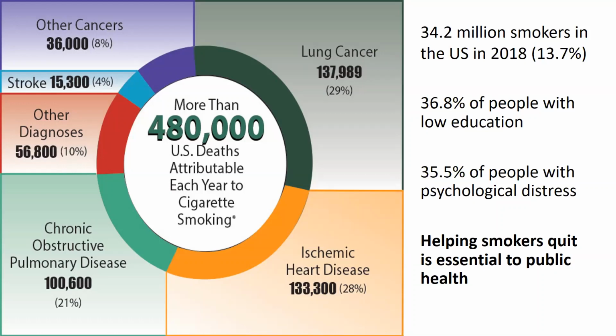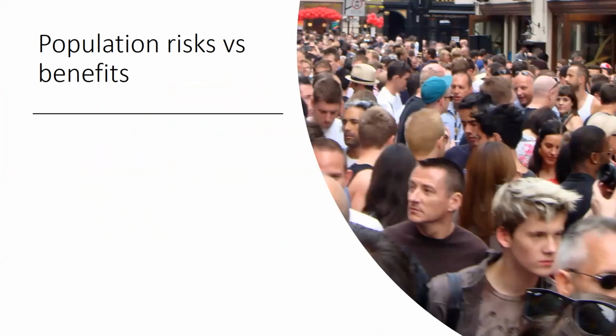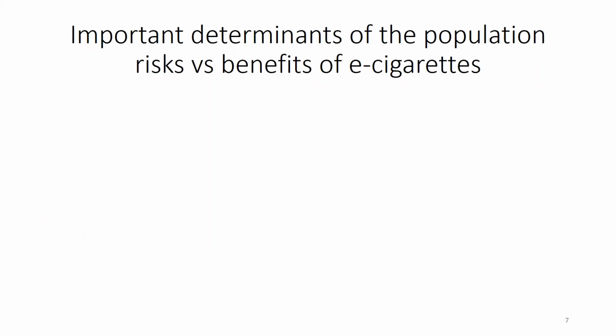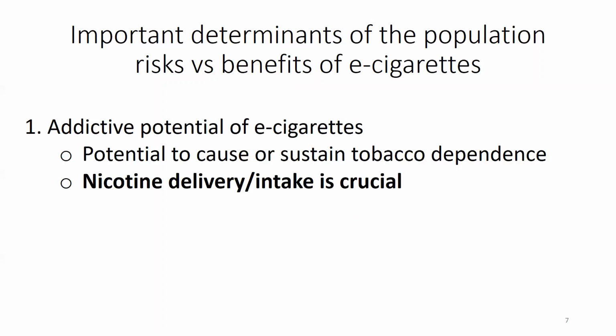And some people have suggested that electronic cigarettes may be able to help with smoking cessation, so we should consider that. Now, when we speak about the population risk versus benefits of electronic cigarettes, I always make this statement in whatever talk that I give, that the public health effects of e-cigarette use is really strongly influenced by the relative safety of e-cigarettes versus combustible cigarettes. And there are important determinants of the population risk versus the benefits of electronic cigarettes. And my research will focus mainly on these two.